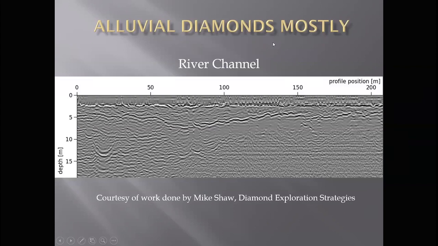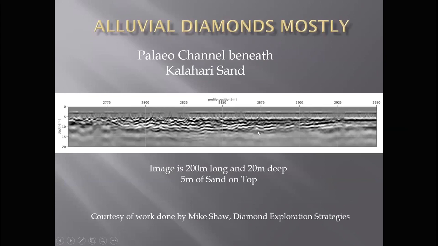This is an alluvial diamond study, again done by Mike. And I think this is fantastic because it's done under sand, and you can see the channel over here quite clearly. So we are starting to get somewhere with deep seeing antennas in radar. And we're starting to see through Kalahari sand. And in fact, we believe that we were seeing down to approximately 10 meters over here. Again done by Mike. This paleo channel is down at 10 meters depth.